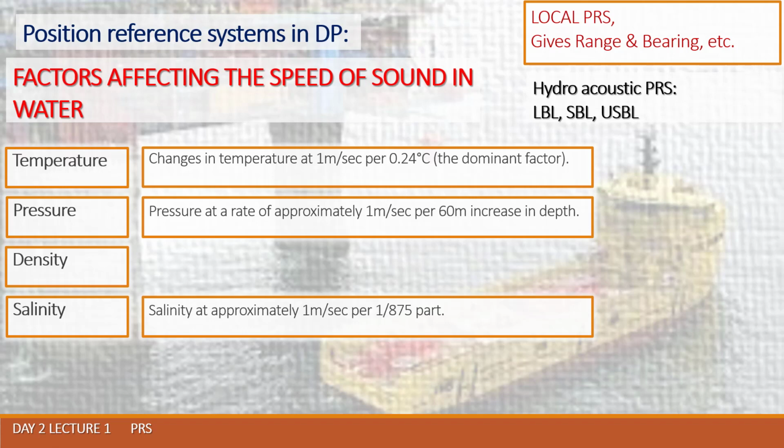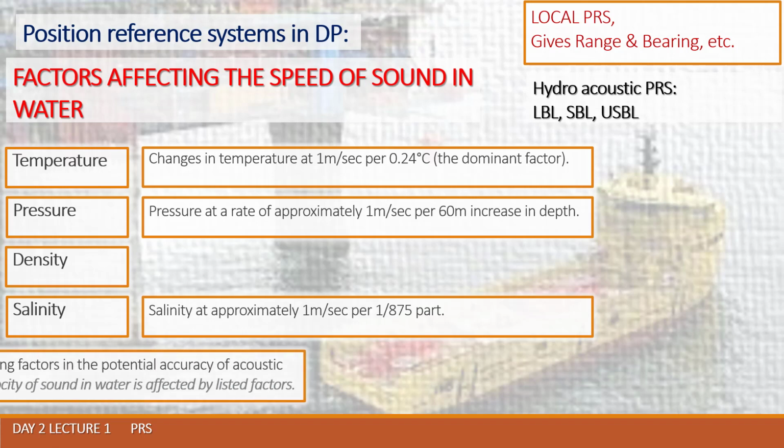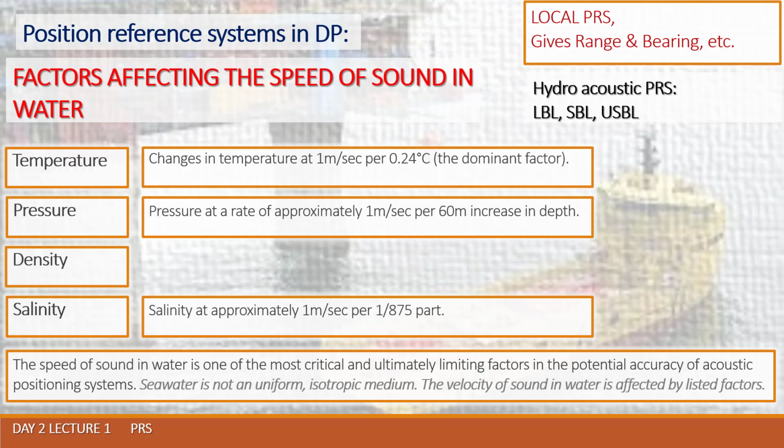The speed of sound in water is one of the most critical and ultimately limiting factors in the potential accuracy of acoustic positioning systems. Seawater is not a uniform isotropic medium. The velocity of sound in water is affected by the listed factors. Remember that. For that reason, some systems such as long baseline require to be calibrated before starting to use the system.